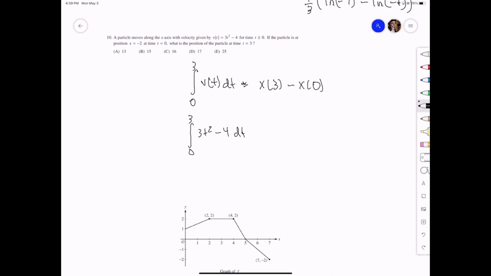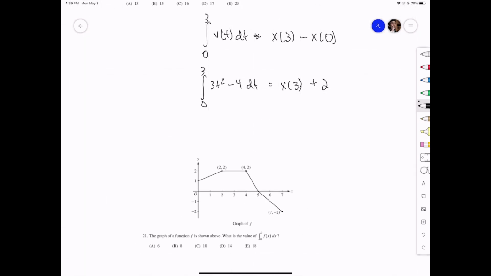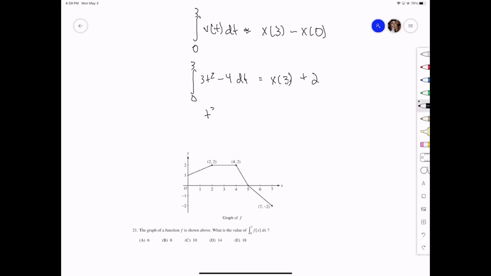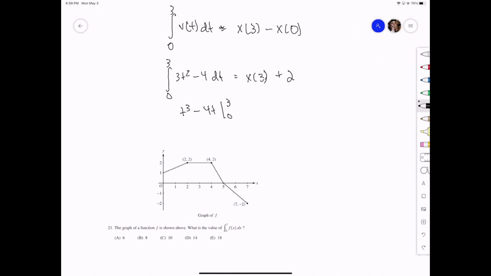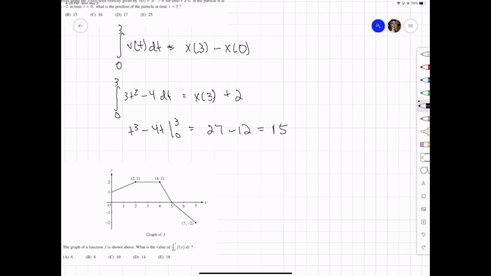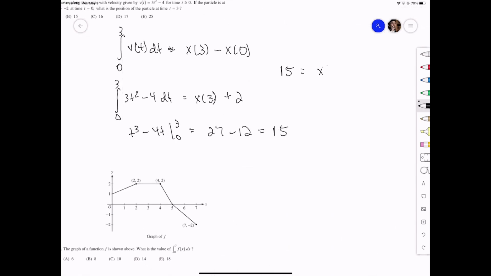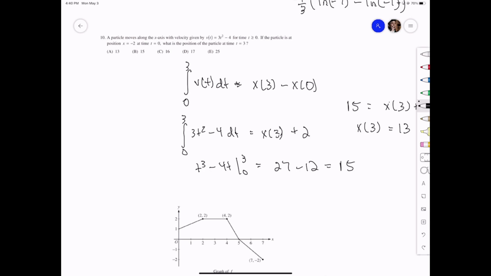So the integral of 3t squared minus 4 dt is equal to x of 3 plus 2. So this is t cubed minus 4t from 0 to 3, which is 27 minus 12, which is 15. So 15 is equal to x of 3 plus 2. So x of 3 is 13. I think it's A.